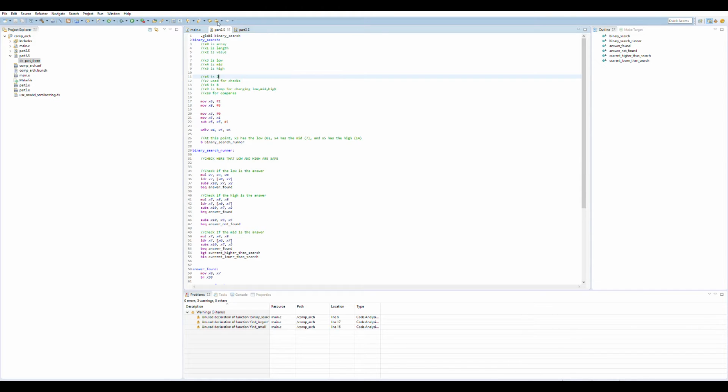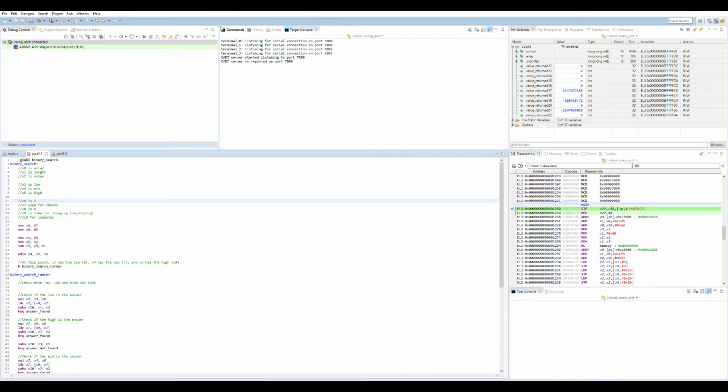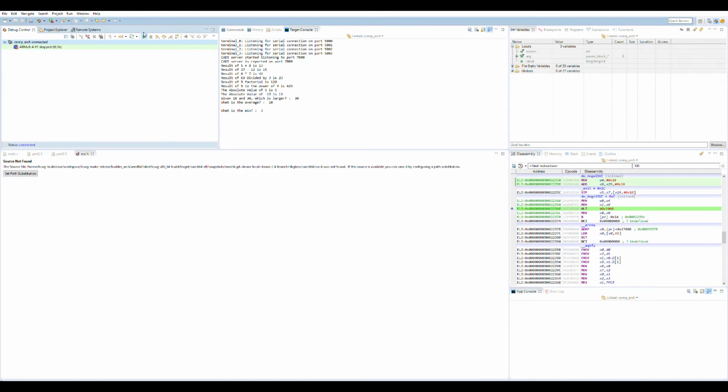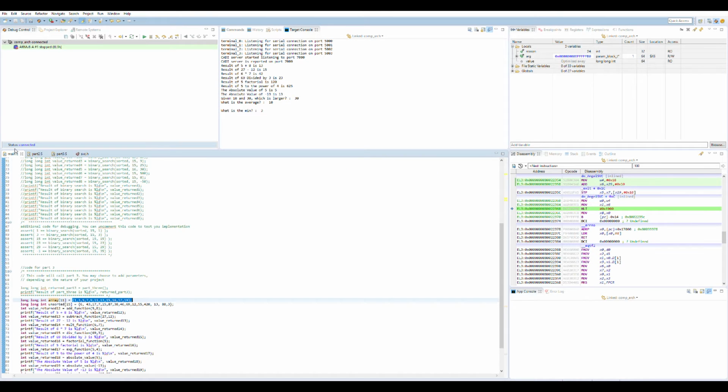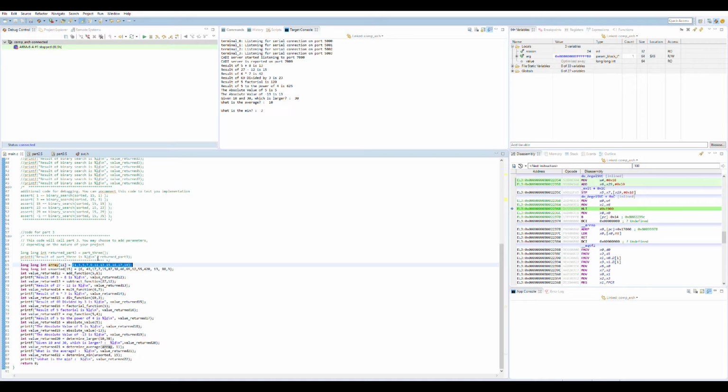So if we run it, we got an extra space here for some reason, and yeah, so 5 plus 8, 13, all these work. And then for the arrays, you can see that these do in fact give the correct values for average and min in these different cases.